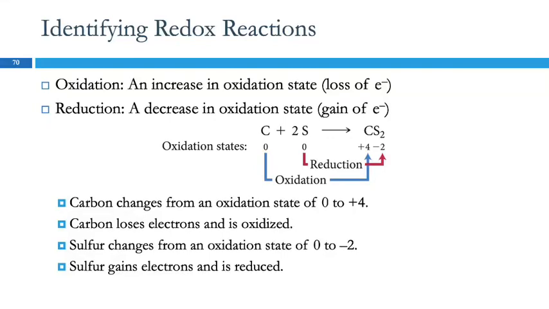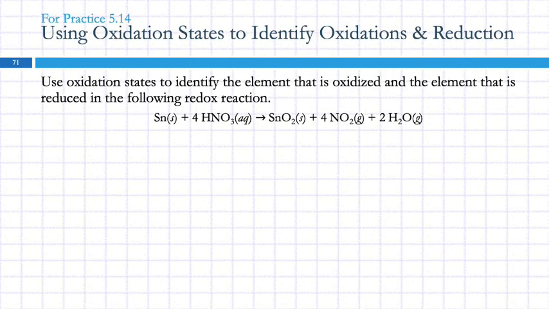We are talking about redox reactions. We learned how to identify oxidation states. If the oxidation state is increasing, that's oxidation. That means electrons are being lost. If it's a reduction, we have a decrease in oxidation state, a gain of electrons. So let's look at this example.